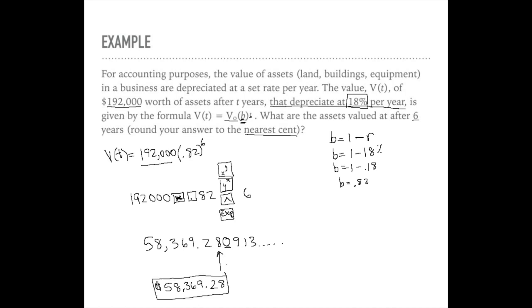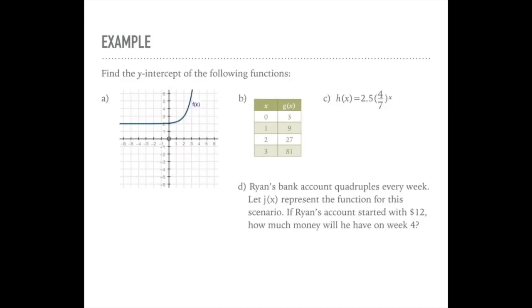So if an 18% decrease happens, I'm going to be multiplying 82% times 192,000 6 times. So in 6 years, which is what the T value is, the exponent, all those assets are worth $58,369.28. Whee! All right, next one.